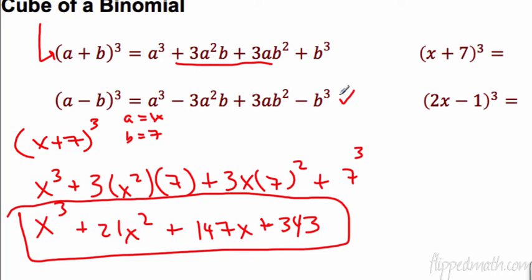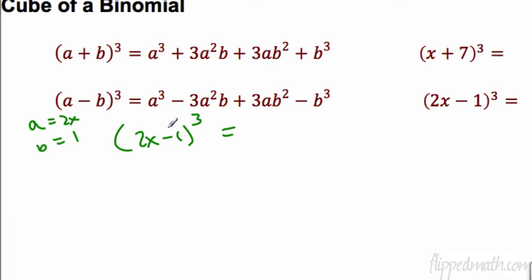Pause the video. Okay, let's see if you get what I get. We have 2x minus 1. A is equal to 2x. B is 1. So the rule says if we want the cube of a difference here, that's what we're doing. We're cubing a difference. What we need to do is, what do we got? A to the third power. So it's 2x raised to the third power minus 3 times 2x squared times b, which is 1.